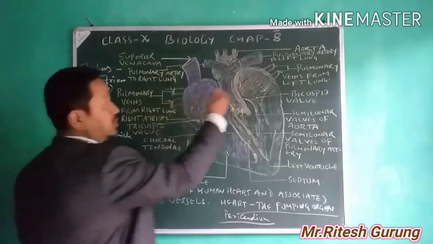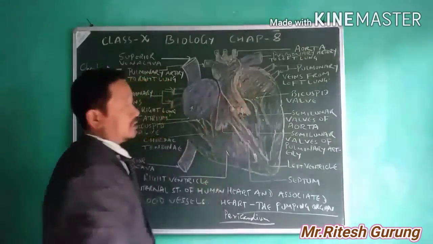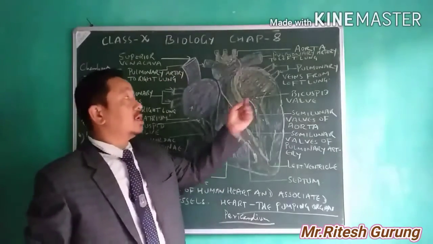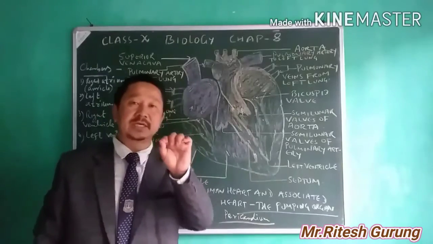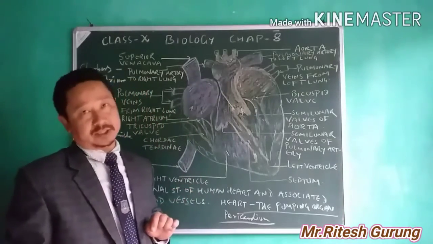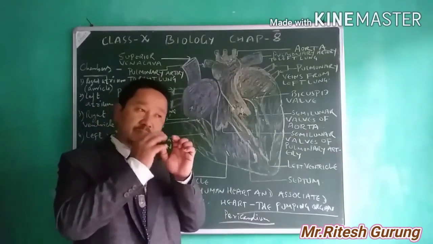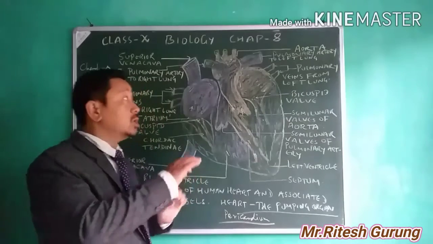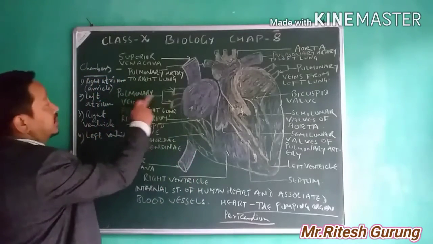Similarly, on the other side, you find your left auricle. Your left auricle will receive the pure, oxygenated blood from the lungs. After the purification of the blood in the lungs, it will be collected by the pulmonary veins. Here you see the pulmonary veins.